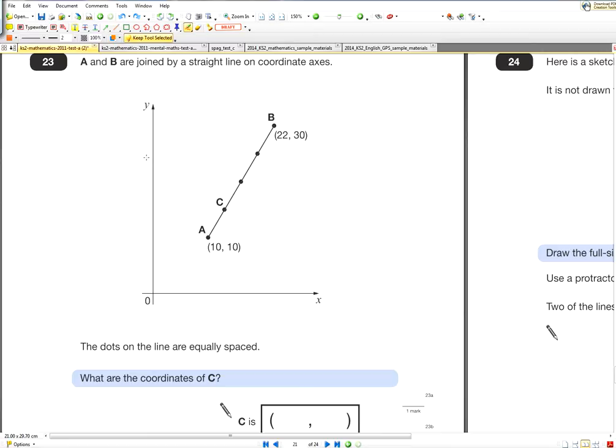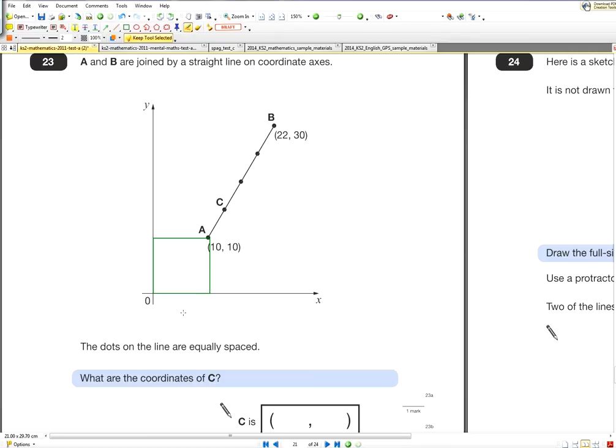So A and B are joined by a straight line and coordinate axes. The dots on the line are equally spaced. All right. Let's now interpret that. Are we ready? Yes. Lovely. Now it says (10, 10).